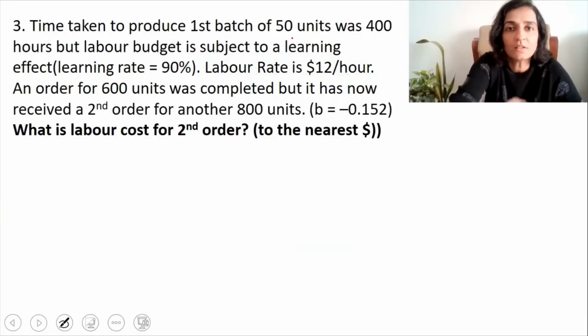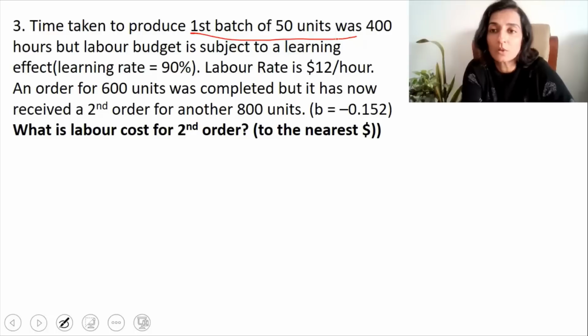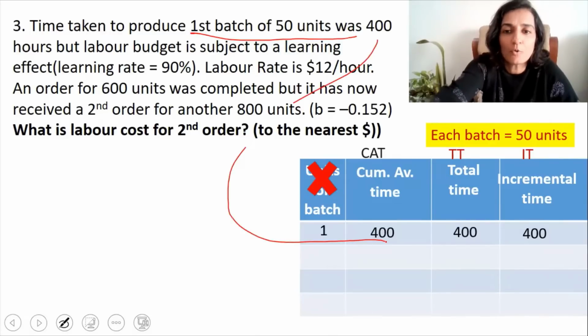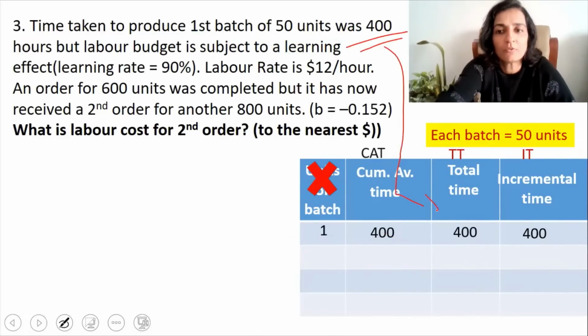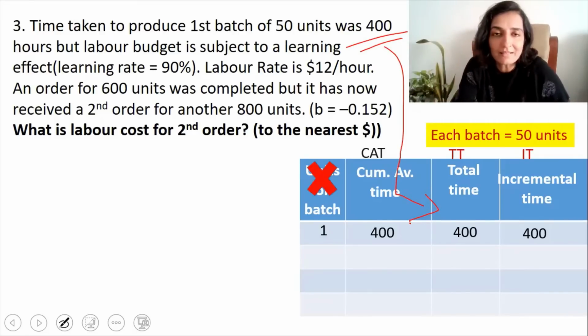So in the question, they have specified that each batch comprises of 50 units. So let's make a note of it. And since it is batch which is given in the question, we will cancel out the units portion. Now, for the first batch, what is the time taken? The time taken is 400 hours. So we make a note of it in the cumulative average time, the total time and the incremental time.